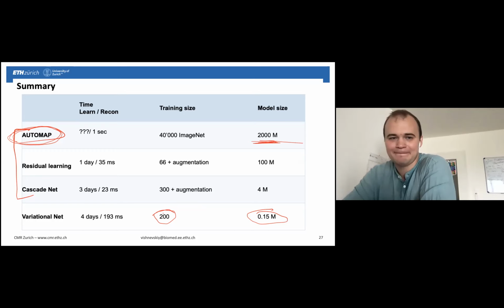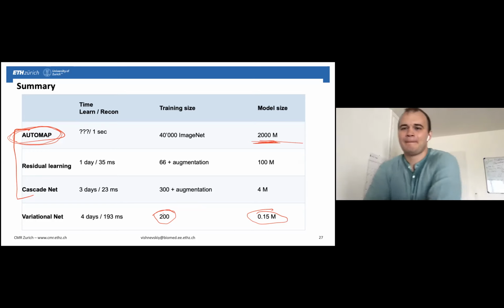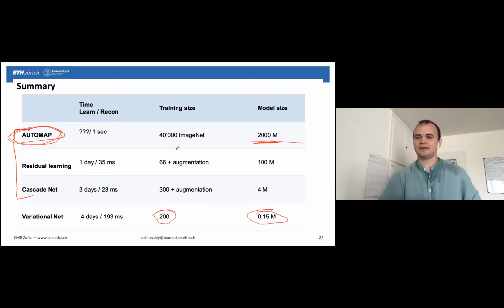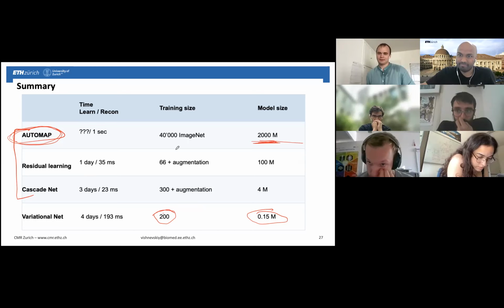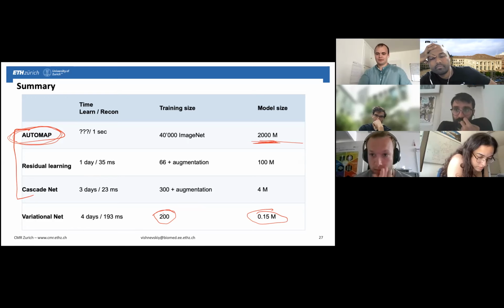Thank you. Can I ask a technical question? Yeah, of course. Can you explain the modulation again that you use for the generalization for different undersampling factors?